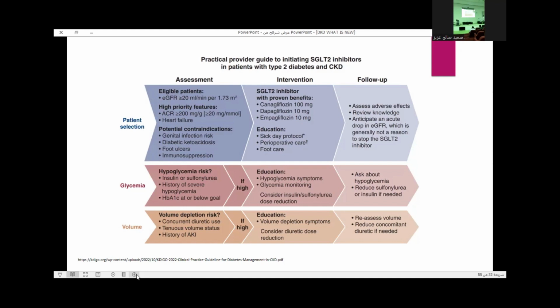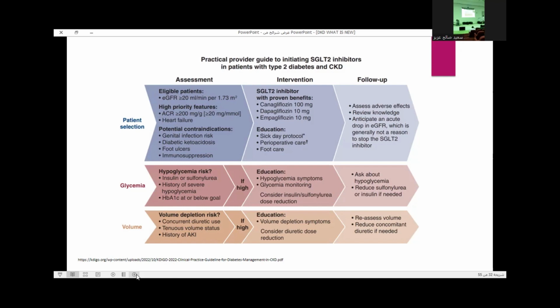So usually it's a patient who has GFR more than or equal to 20, has albumin creatinine ratio more than or equal to 200, and we exclude patients who are using immune suppression, have a foot ulcer, have a higher risk of genital infection, or have a risk for ketoacidosis. We can start any of the three medications, and we should educate the patient about foot care, to have a sick day protocol, and to make sure about adjustment of this medication before any surgery. And we're supposed to follow up for any side effect.